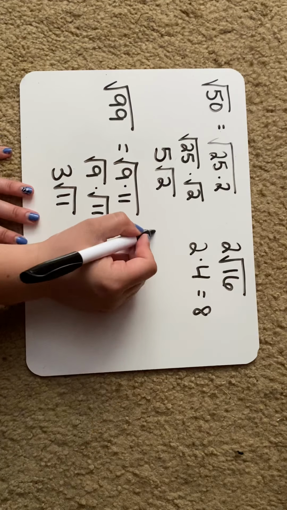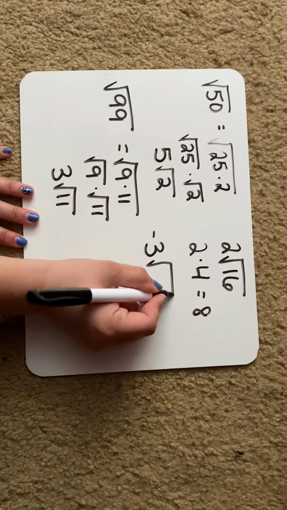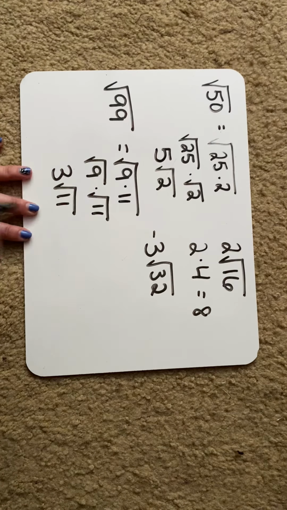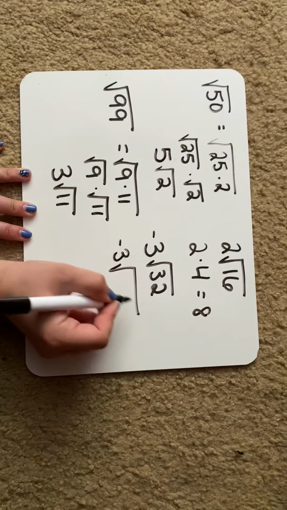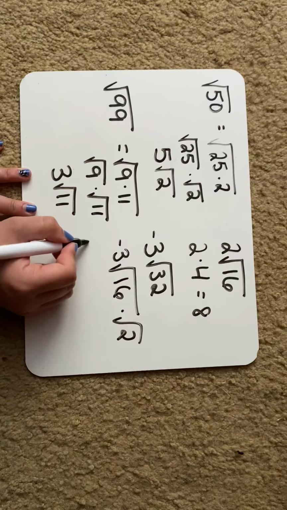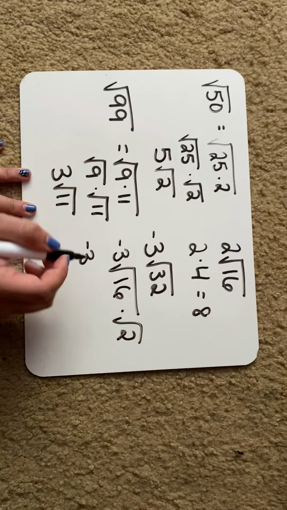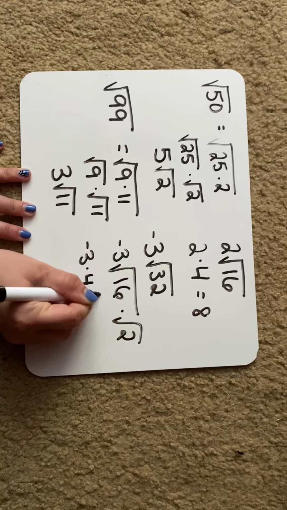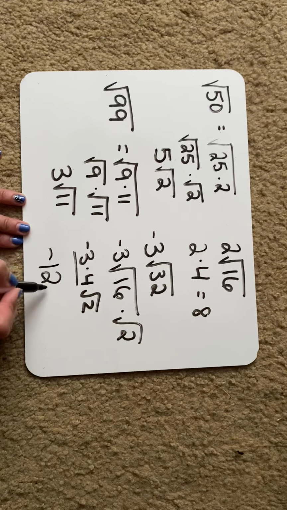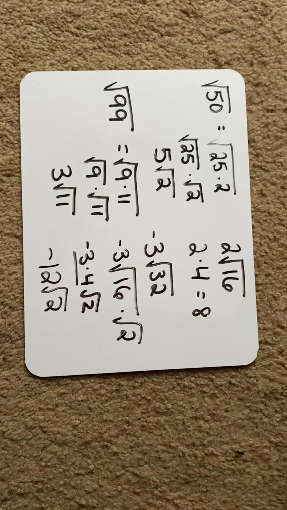Number 4, we have negative 3 times the square root of 32. Well, the square root of 32 can be broken up into the square root of 16 times the square root of 2. We know that the square root of 16 is 4. Our square root of 2 stays, but our negative 3 and our 4 get multiplied together. So we have negative 12 times the square root of 2.